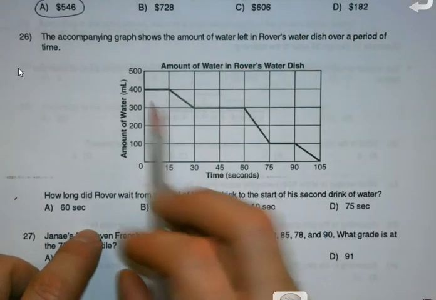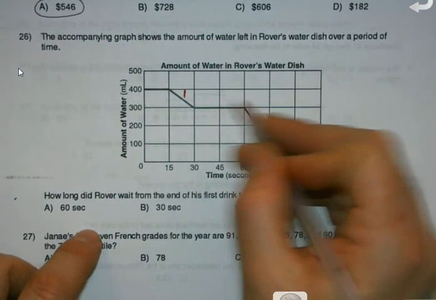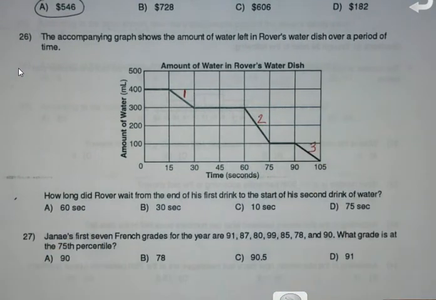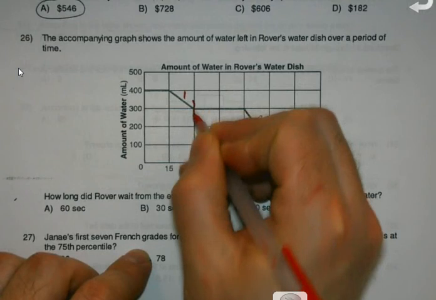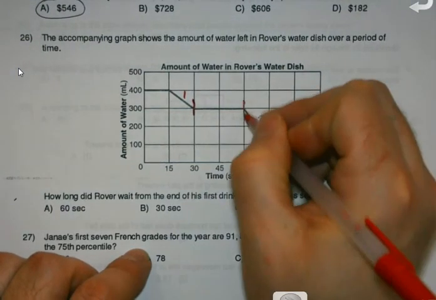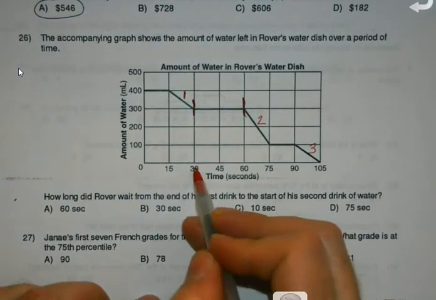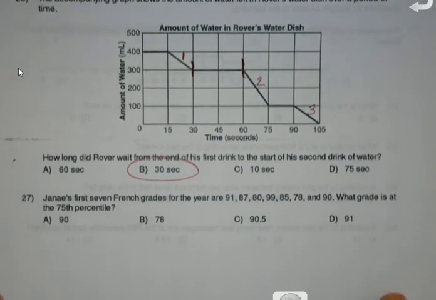So, okay. So the bowl's full. Here's drink 1. Then he waits a while. Here's drink 2. He waits a while. Because you understand the fact that when he starts drinking, that's when the amount starts going down. So he took 3 different drinks here. So how long did he wait from the end of his first drink to the start of his second? How many seconds passed? 30. From 30 to 60? I'm with you.